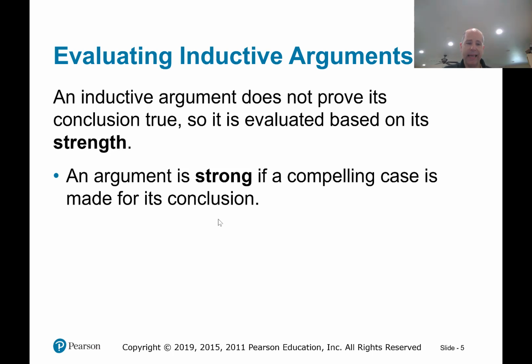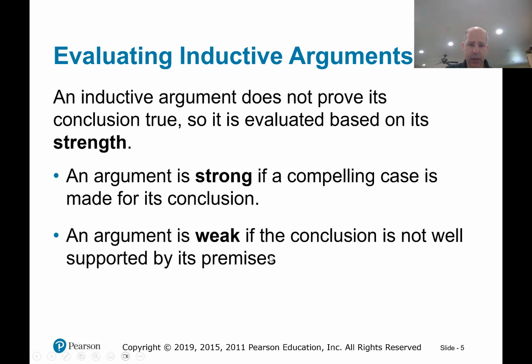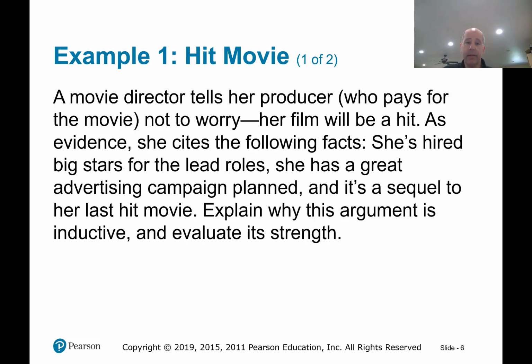And so we would say that if the argument is cogent, meaning that the reasons behind it are connected and are logical and follow, then we would say it's a strong inductive argument. And a weak argument would say, well, it's not well supported by the premises. Maybe it suffers from one of the fallacies that we've studied before.